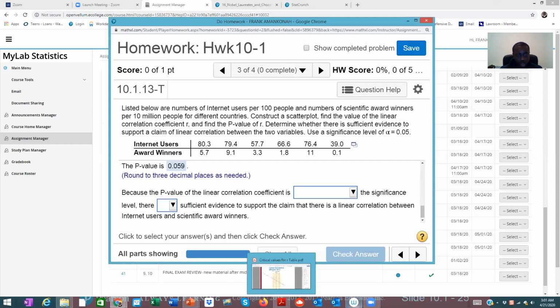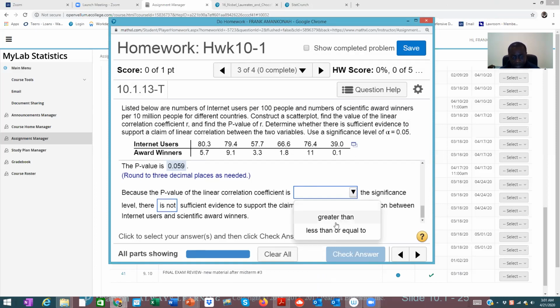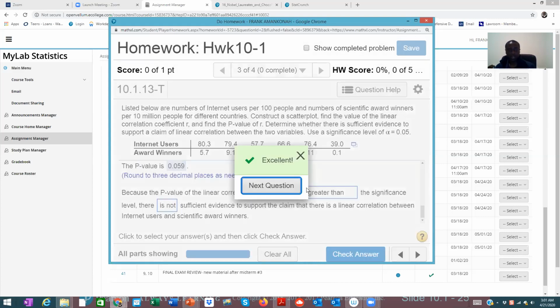And so look at this. My alpha is 5%, and this p-value is greater than 5%. So we say there is not sufficient evidence, so we don't reject H0, because this is greater than the significance level. The p-value for the correlation coefficient was greater than alpha, so there's no sufficient evidence to conclude that there is a linear relationship between the two.